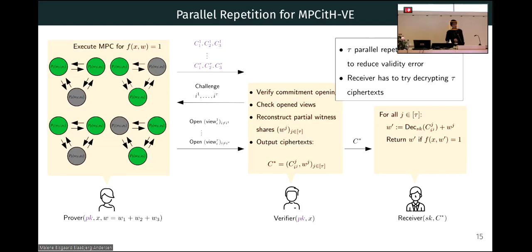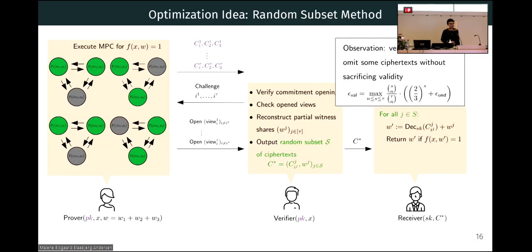And also another observation of ours is that actually once the verifier verifies the proof, you can safely discard some of the ciphertexts. So in this random subset method, the verifier just randomly samples a subset of some size n, and then outputs the subset of ciphertexts from some parallel repetitions. And in this way, the receiver only needs to try to recover the plaintext from a subset of the parallel repetitions. And it turns out that you can safely do this without sacrificing the validity.